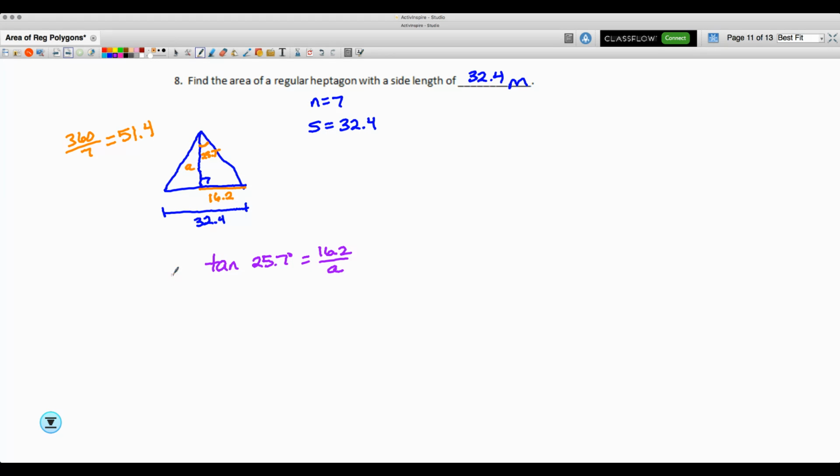So opposite over adjacent. So how do you find the value of A there when A is in the denominator? Remember, these two essentially have to switch places. You have to multiply both sides by A and then divide both sides by the tangent of 25.7. So the apothem, I got about 33.7.